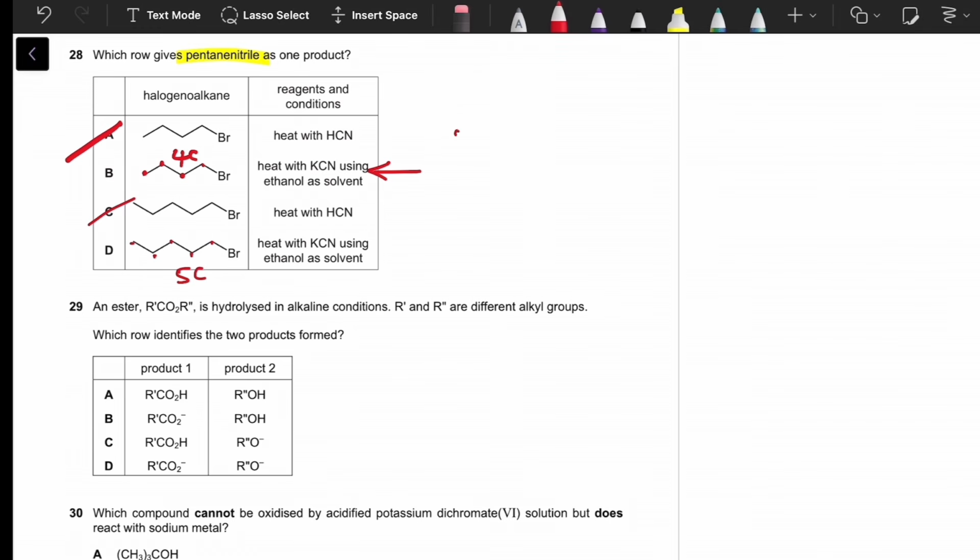Now pentane nitrile has 5 carbons, but we can't forget that the nitrile, or the KCN, which gives us that nitrile, also has a carbon. So we must have 4 carbons to begin with, so that when we add the CN, we end up with 5 carbons in the nitrile. That must mean that the answer is B.